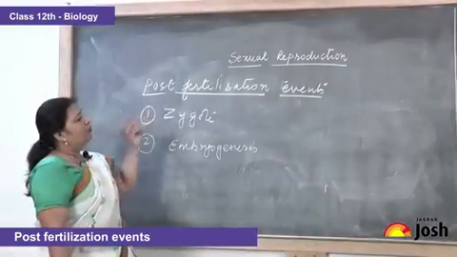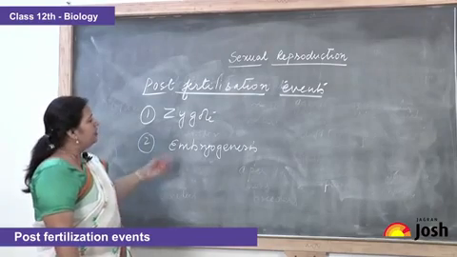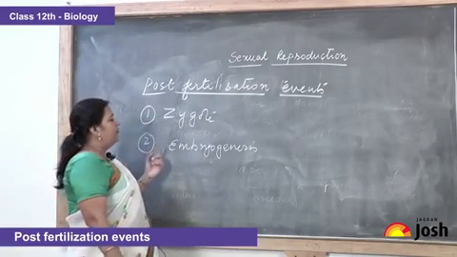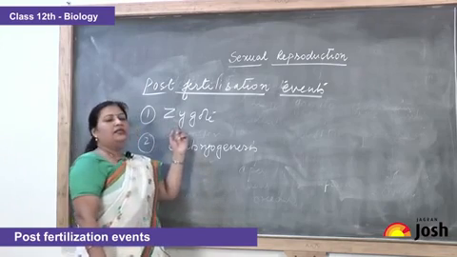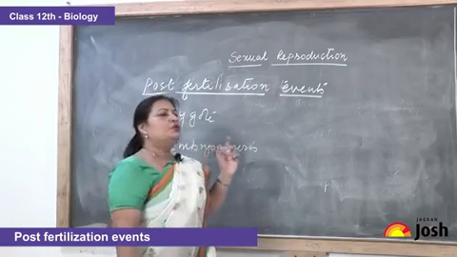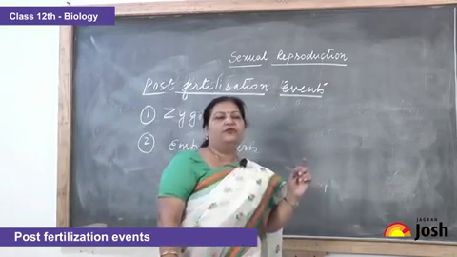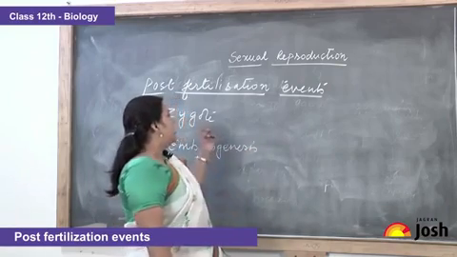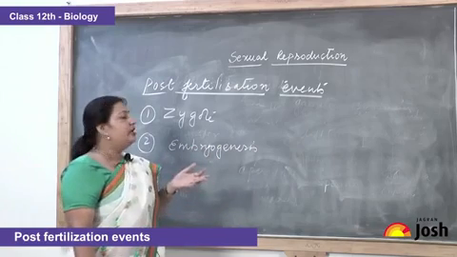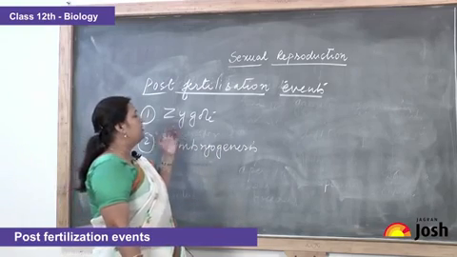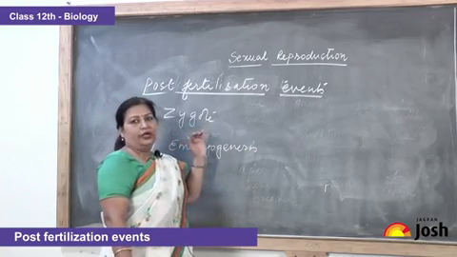Next, we'll switch over to the post-fertilization events. The post-fertilization event is marked by formation of two steps. First is a zygote and second is embryogenesis. Zygote is formed when two haploid gametes fuse to form a diploid zygote. In case of external fertilization, the zygote is formed outside the body, and in case of internal fertilization, it is formed inside the body.